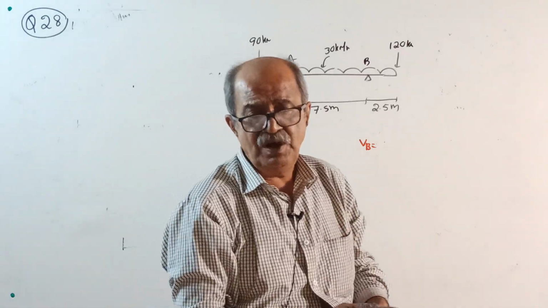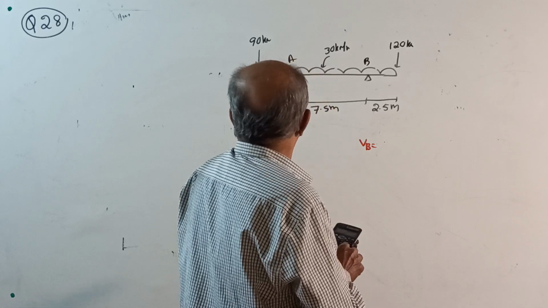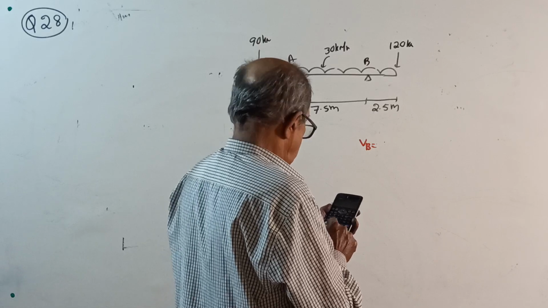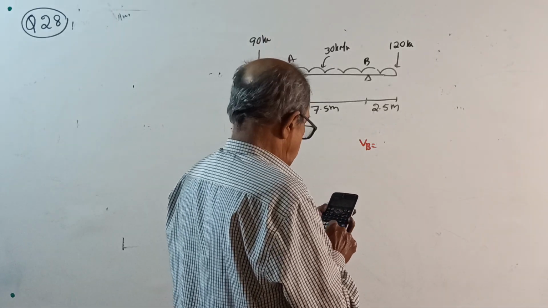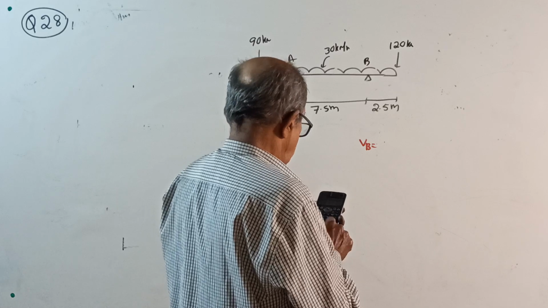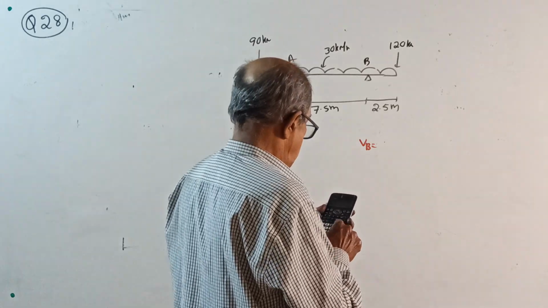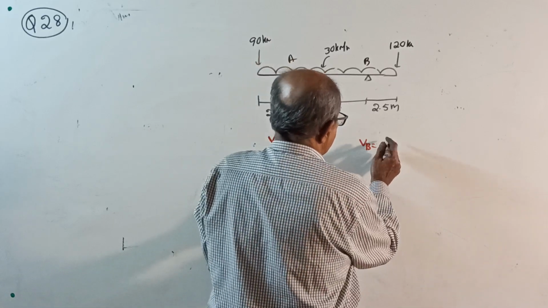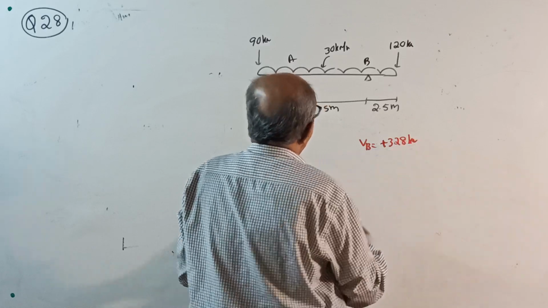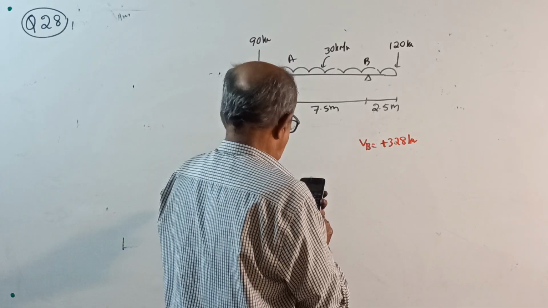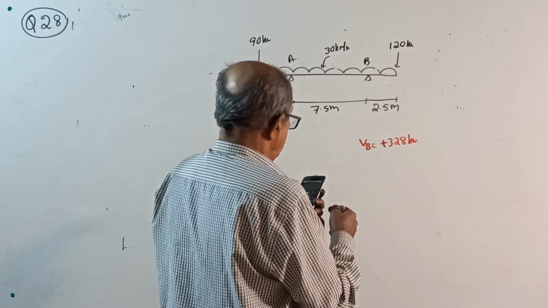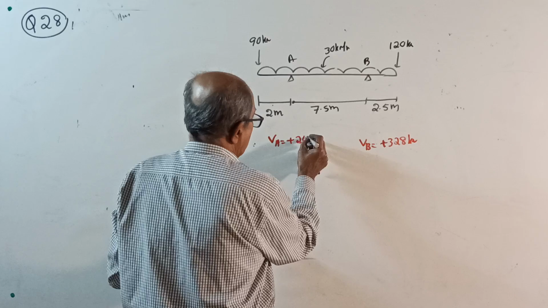These are the questions you require for SFD and BMD. I will give the answer for you. VB will come 328 kilonewton positive, VA will come 242 kilonewton. Anyway, I'll check the answer once again.